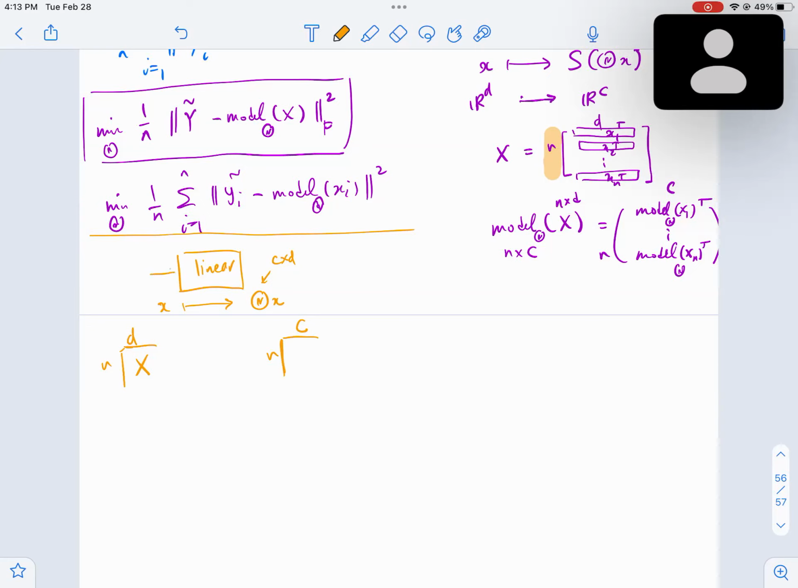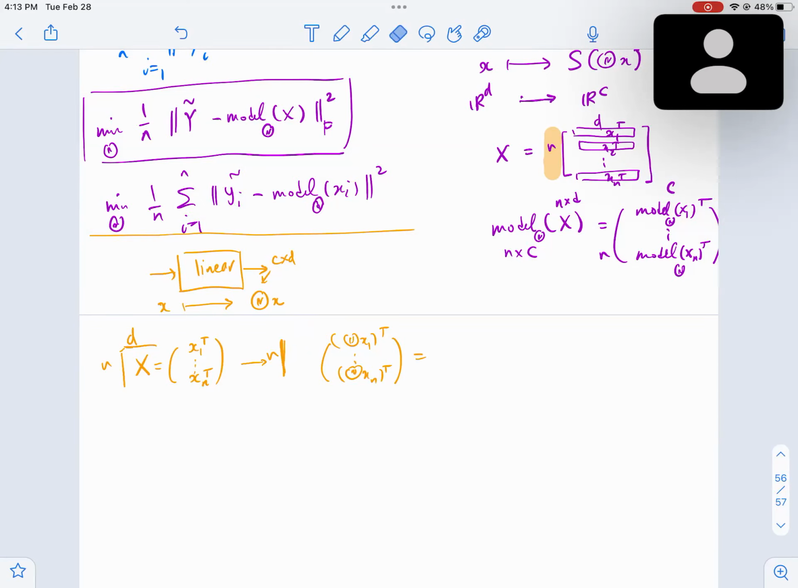In PyTorch, this is just a layer. You pass your x through it, and it does it for you. It automatically applies the linear model to each row, and you get n by c. But mathematically, if I want to represent it with matrix multiplication, how should I write it? This is like x1 transpose, and when I pass it through, it would be theta x1 transpose, up to theta xn transpose.